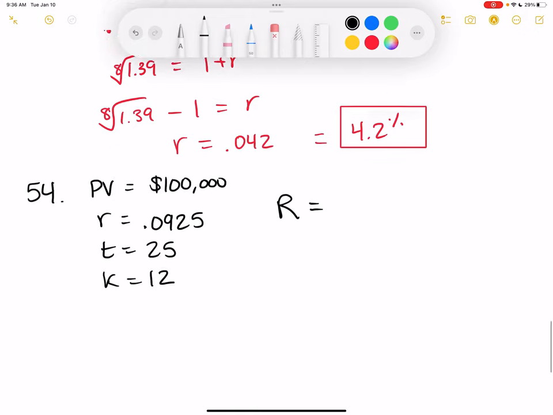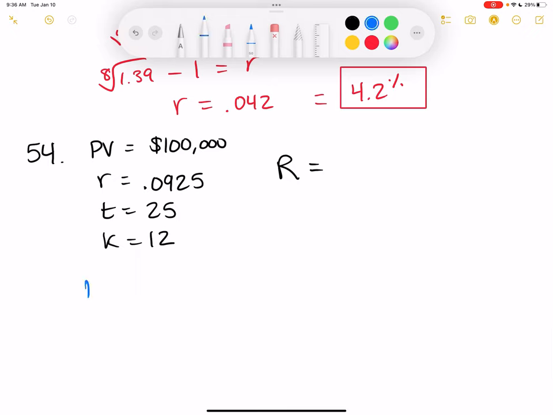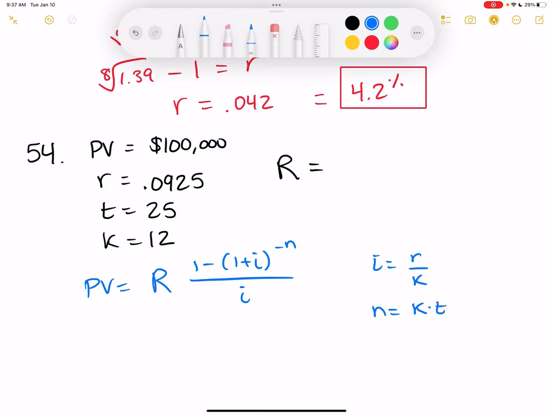So we're using the formula PV equals big R times 1 minus 1 plus I raised to the negative n, divided by I. I is equal to R divided by K, and n is equal to K times T. Why couldn't they just make it 1 plus R over K instead of making it I? Why do they have to make it complicated like that?